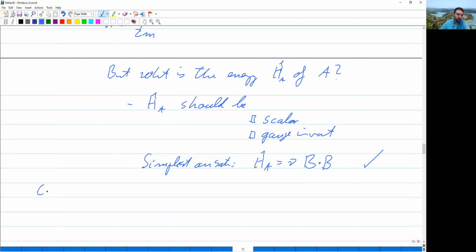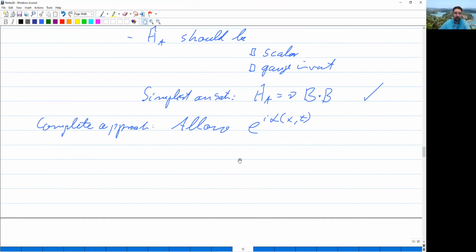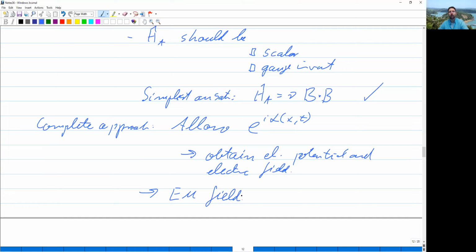So the gauge principle not only predicted the existence of an A field, but also exactly how it interacts with the electron, and also gives us a good hint as to what the Hamiltonian might be of that new field, the magnetic field. Now, I gave you just the simplest case. The complete story is, of course, a complete approach that allows e to the power i alpha of x and t. Now, if you also allow the time dependence, you can again go through the gauge principles. And what you then find is that you obtain the electric potential and electric field. So in total, we obtain the electromagnetic field, how it couples to our charge and how its own Hamiltonian should look like.